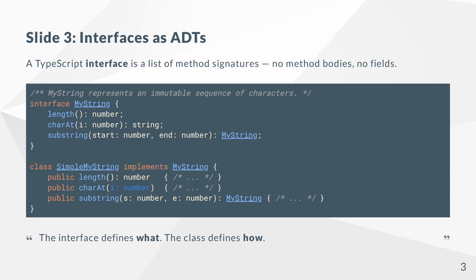change. A TypeScript interface is a list of method signatures, no method bodies, no fields. The MyString interface declares three operations: length, charAt, and substring. It says nothing about how they are implemented. A class like SimpleMyString uses the implements keyword to declare it satisfies this contract. The key insight: the interface defines what. The class defines how. Clients read only the interface. They are completely shielded from implementation details.